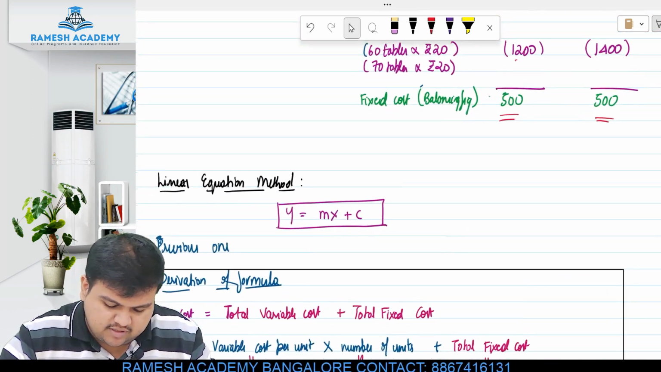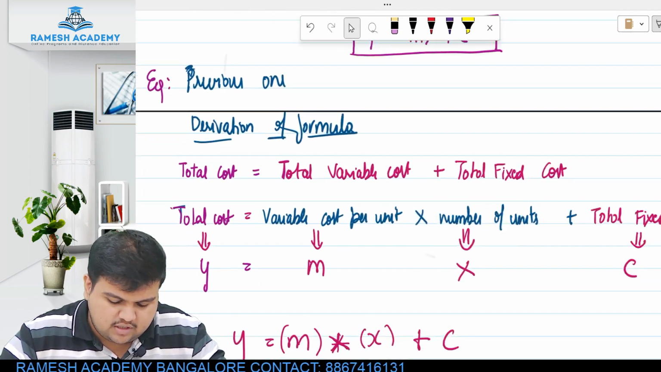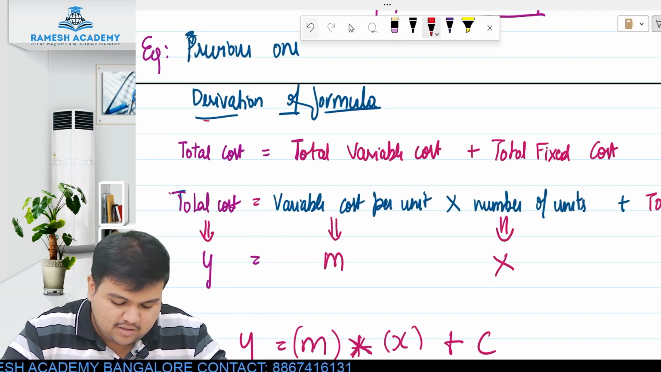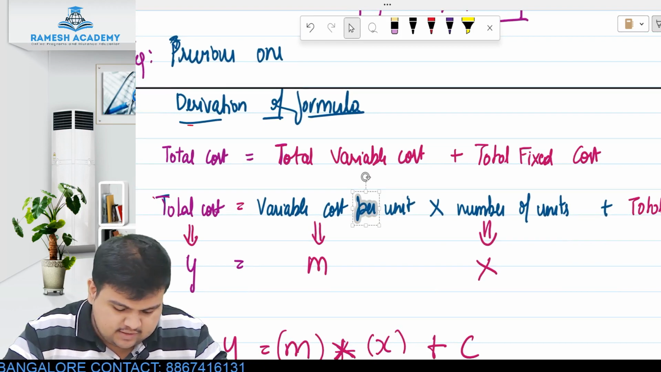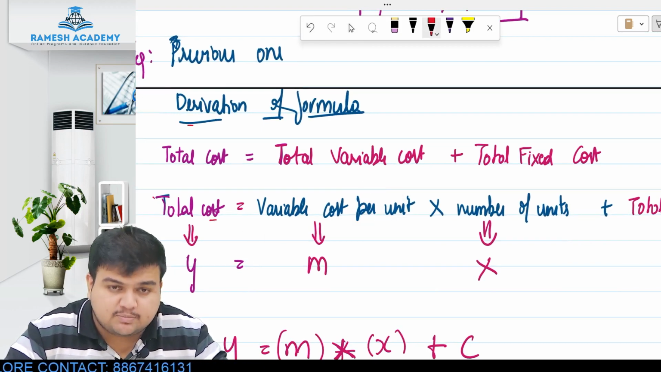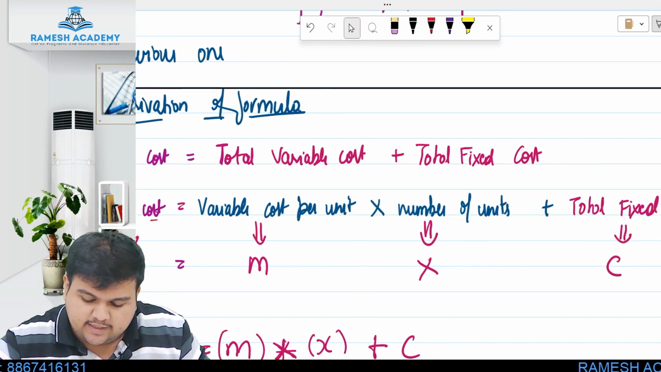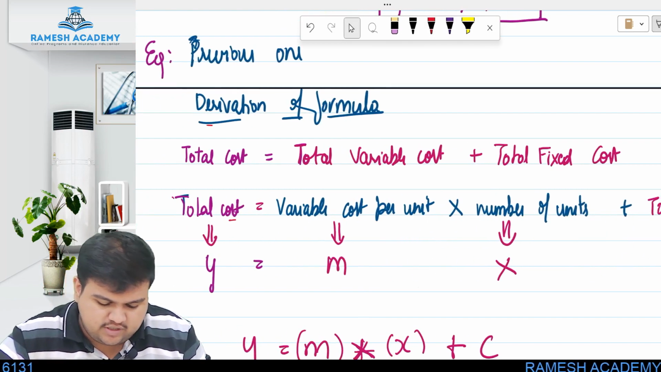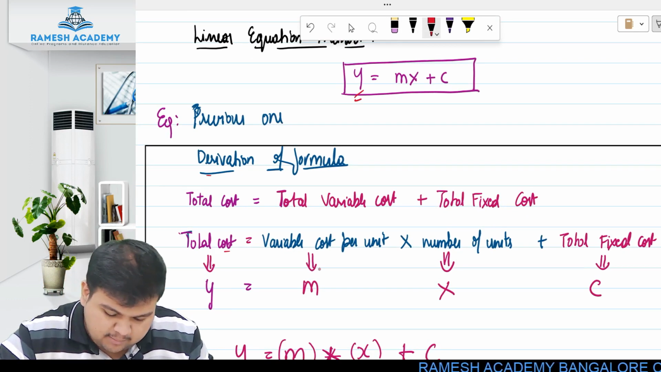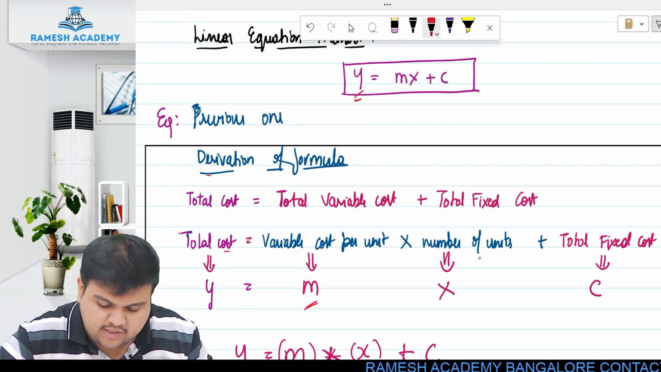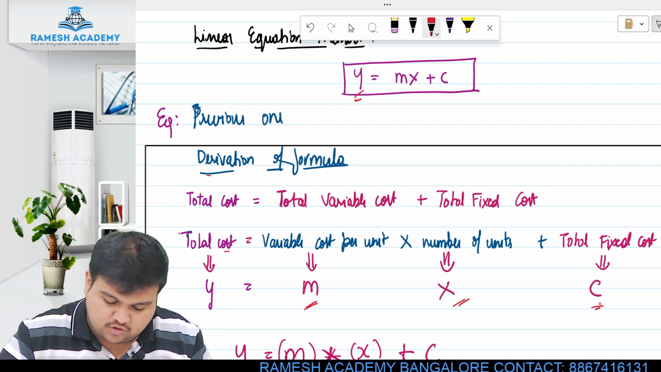Next one is the linear equation method, y is equal to mx plus c. Let us derive it. In the derivation of the formula, total cost is equal to total variable cost plus total fixed cost, right? Expanding the total variable cost, it is variable cost per unit into number of units, plus total fixed cost. Here y is the total cost, m is the variable cost per unit, x is the total number of units produced, and c is the total fixed cost.